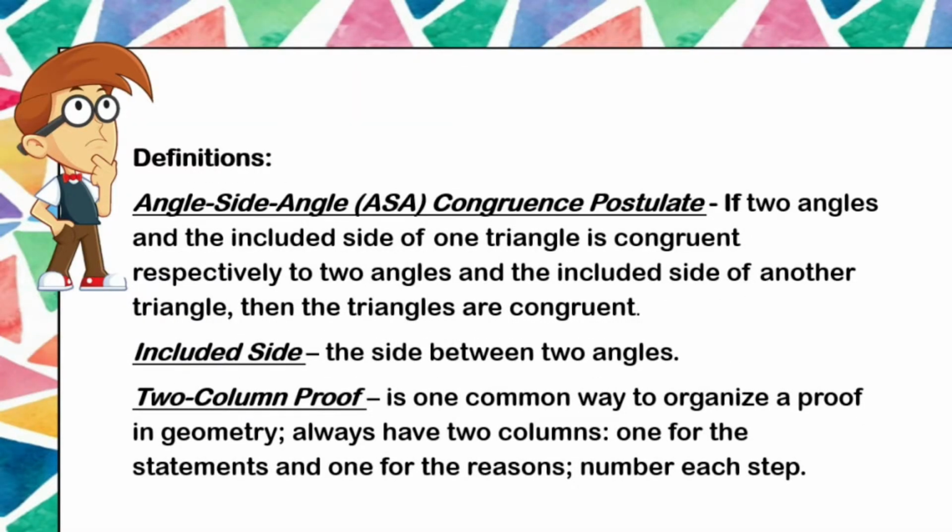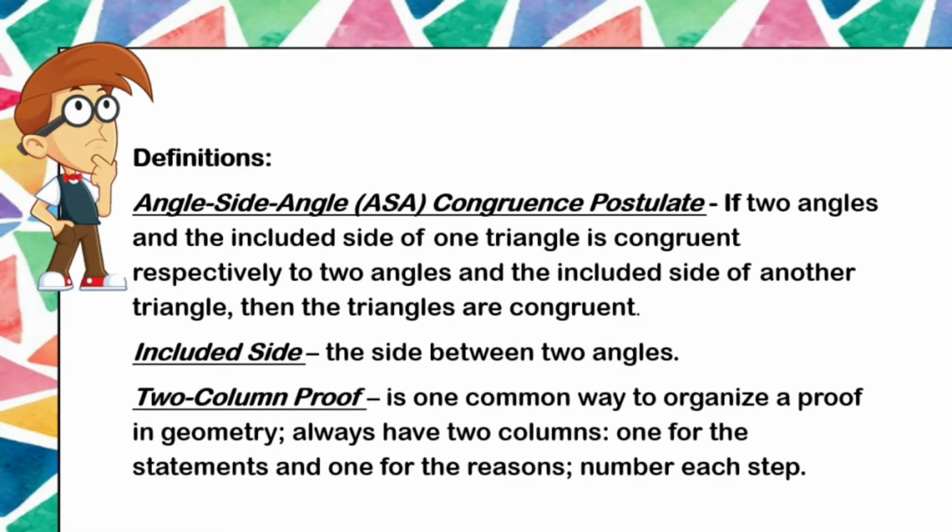Before we proceed in our topic, let us first familiarize with the terms used in proving the congruency of triangles. Listed here are the definition of terms used in proving triangle congruency. Together, let us discuss each term. First, we have angle-side-angle, or the ASA congruence postulate. It means that if two angles and the included side of one triangle are congruent respectively to two angles and the included side of another triangle, then the triangles are congruent.